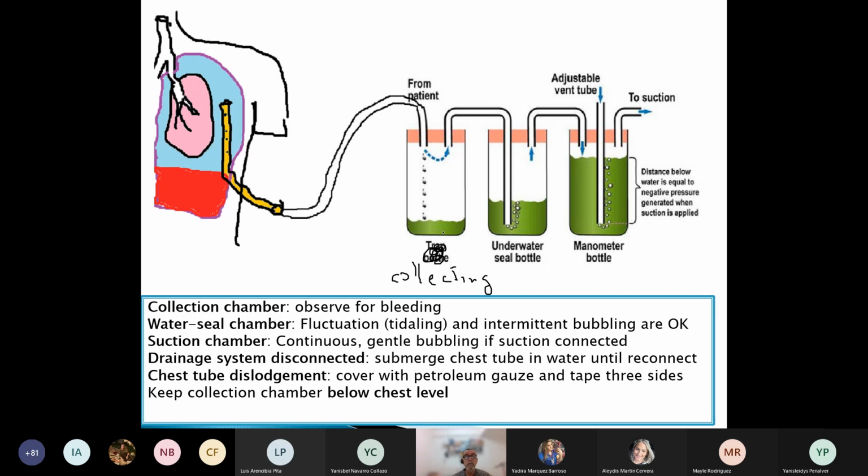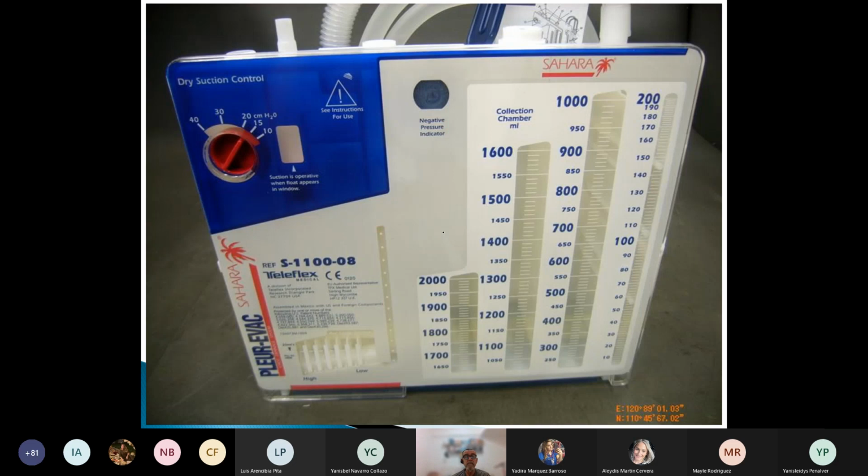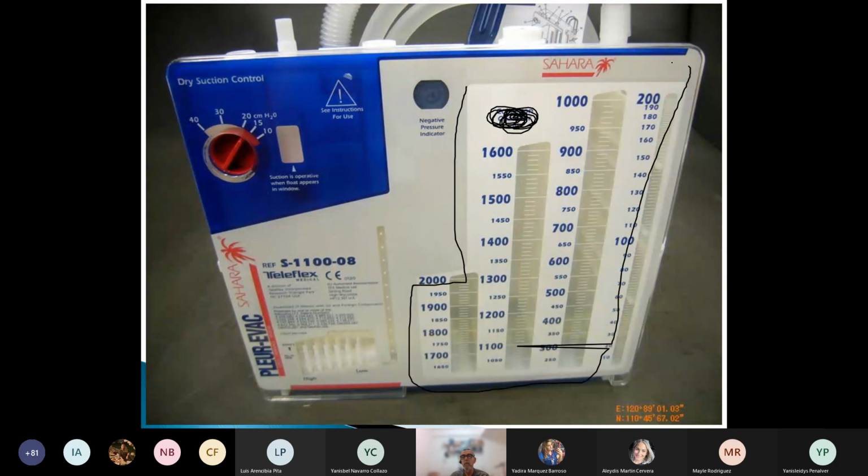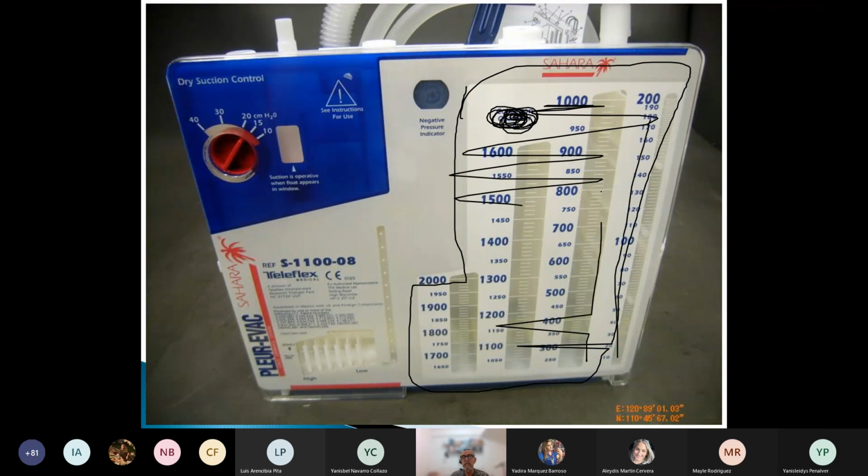And the other issue about this collecting chamber is whether you can identify which one is the collecting chamber. In NCLEX, you don't have this sign here, okay? You need to say all this is the collection chamber. All this is where the liquid starts accumulating in those cylinders that you see here.